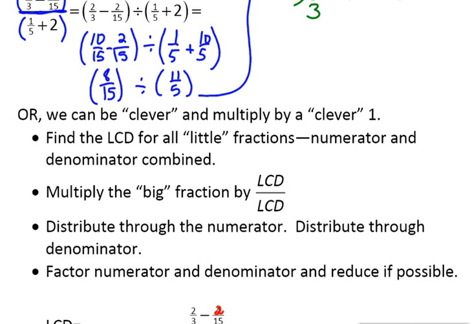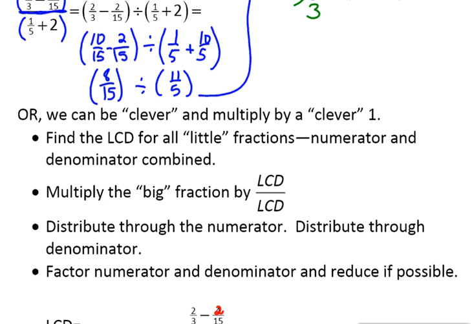So the second method, we can be clever about it and multiply by a clever 1. To do this, you're going to have to find the LCD for all the little fractions inside my complex fraction, both numerator and denominator combined. So in this last one, we did it separately. We had a 15 for the numerator and a 5 for the denominator. But when we use this clever method, you have to have the same denominator for both numerator and denominator combined. Then we're going to multiply the big fraction by LCD over LCD. So there's my clever 1.